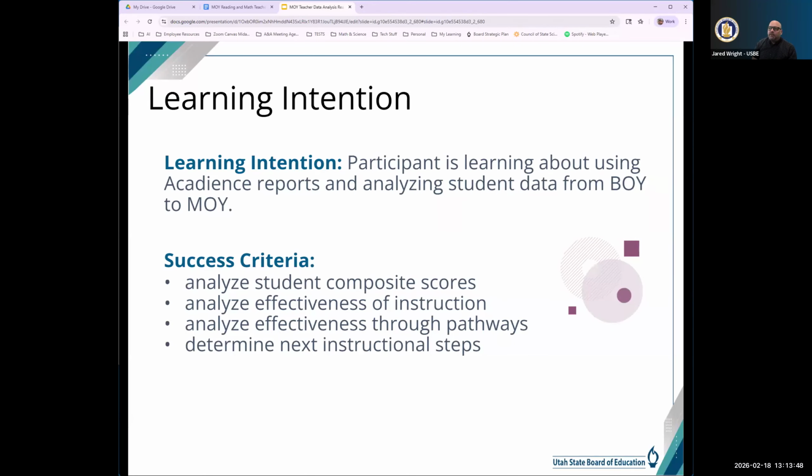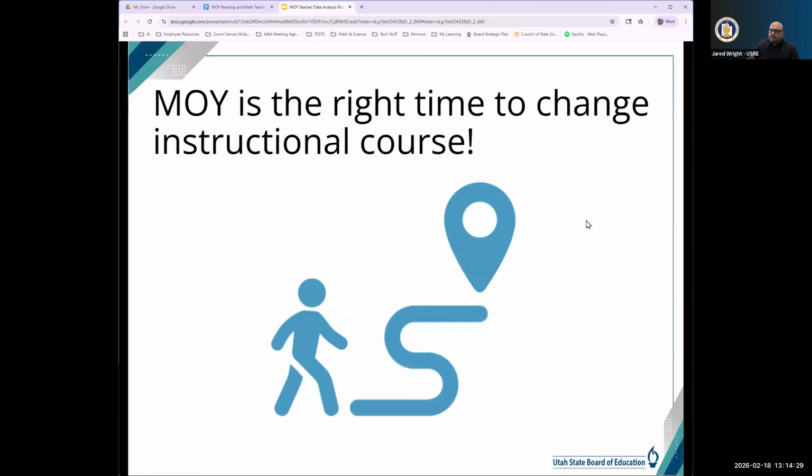Okay, today our learning intention is being able to look at the Acadience reports and look at that student data that were provided, specifically looking at that beginning of year to middle of year. As far as whether we're successful and you're successful, as we go through today, we're going to be analyzing student composite scores, the effectiveness of instruction, pathways of progress, we'll talk about that, and then thinking about what are the next instructional steps as we go from middle of year to the end of the year.